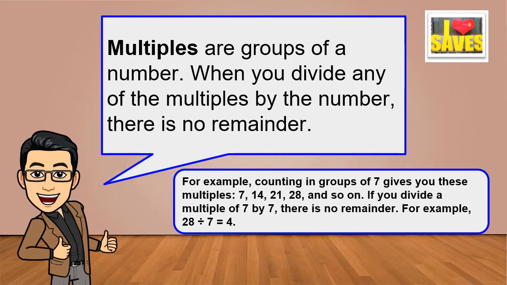For example, counting in groups of 7, multiples of 7, you get these multiples 7, 14, 21, and 28, and so on. If you divide a multiple of 7 by 7, there's no remainder. Another example, 28 is one of the multiples of 7 and you will divide it by 7. The answer is 4. So there is no remainder.